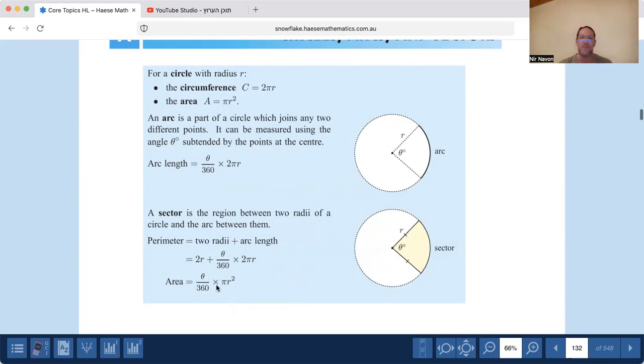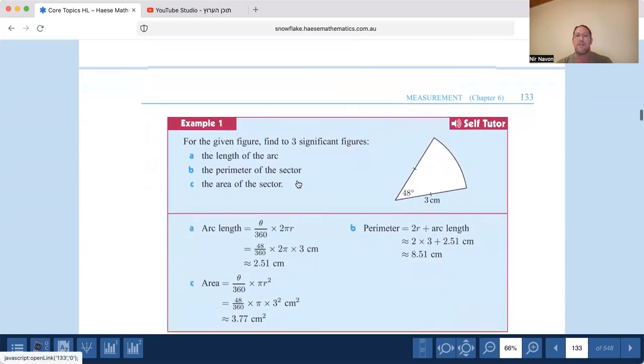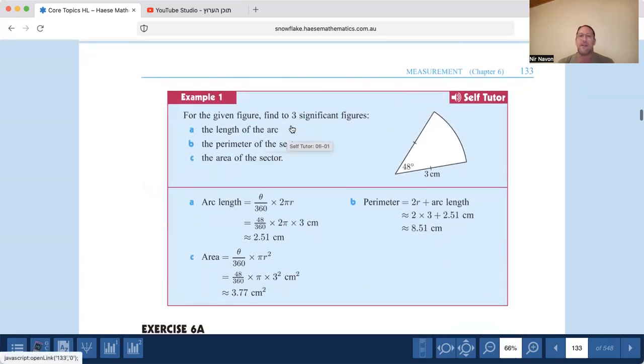And the area would be the angle over 360 times pi r squared, which is the area of the whole circle. So that would be the ratio between the angle and 360. For the given figure, find, to three significant figures, the length of the arc, the perimeter of the sector, and the area of the sector.